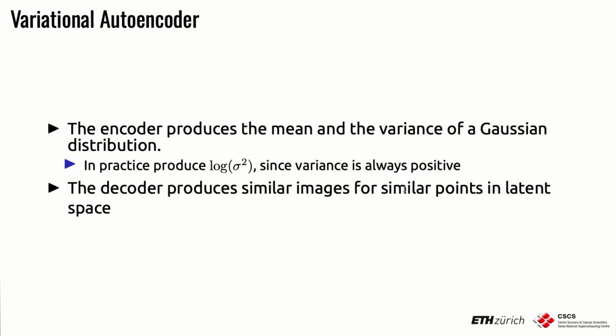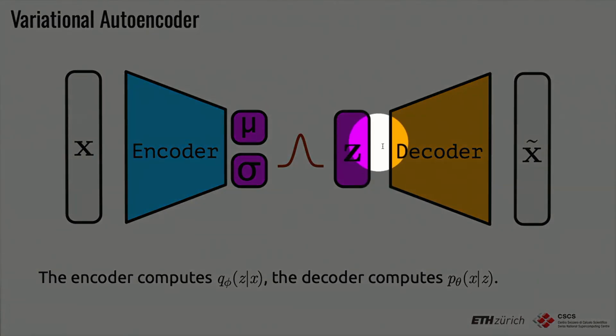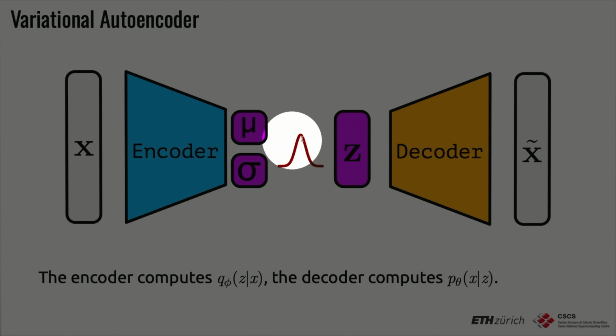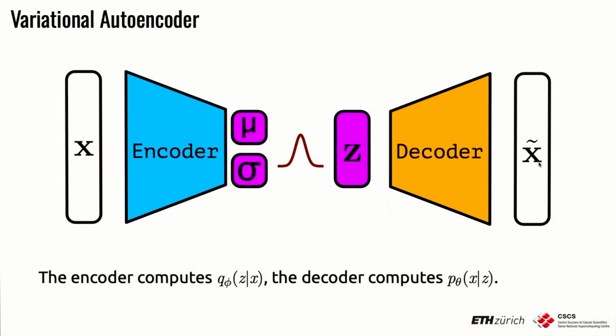The decoder produces similar images for similar points in latent space, because essentially when you encode the same image during training, you will get a slightly different representation in latent space, because you're sampling from a distribution. So the Z will be around the mean, but it will be slightly different each time. And this means that the decoder has to decode similar latent space vectors into similar images. And in this way, you give some structure to the latent space.